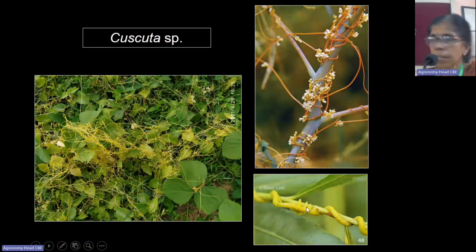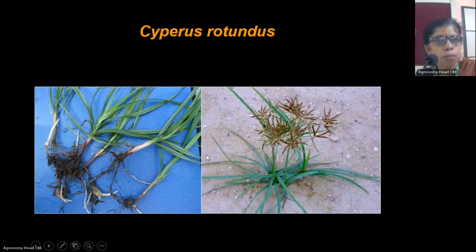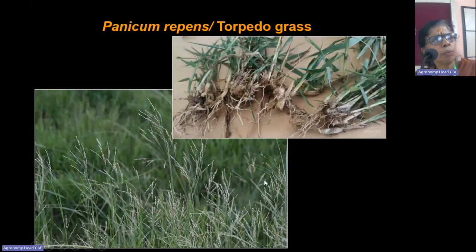And see, this is the haustoria, a close-up of the haustorial connection. At the last ACRP meet, we presented a very innovative measure for control of Cuscuta in hardy crops or in uncultivated areas by simple spray of urea. So it is very sensitive to urea application. This is Cyperus rotundus. Just for your interest, it's a very important weed. And these are some of the photographs only.